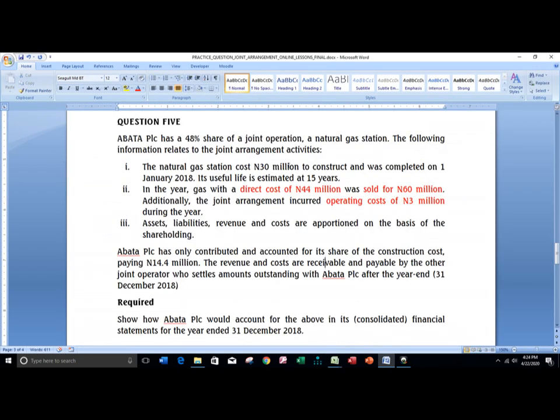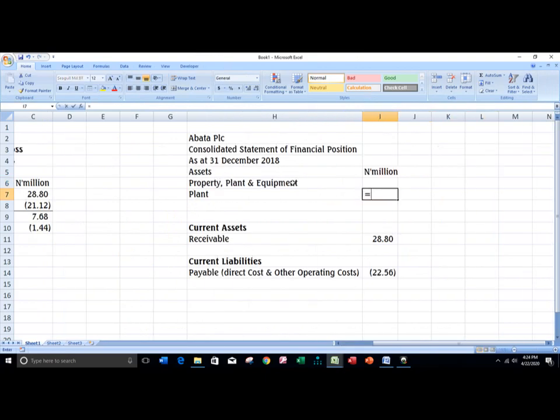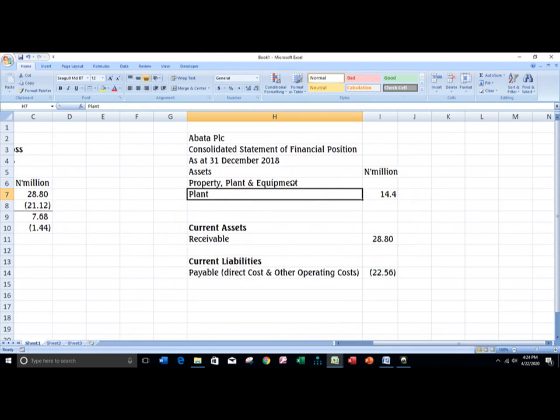If you come here, what is the cost of the natural gas station? 30 million. We'll take 48% of that 30 million. So 0.48 times 30 million. 0.48 times 30, that is 14.4. So that's the cost.